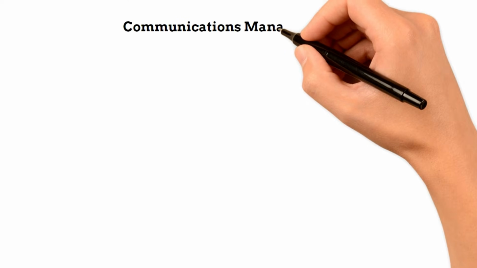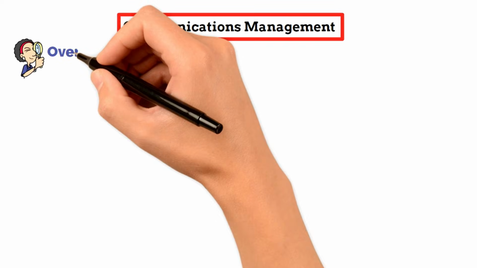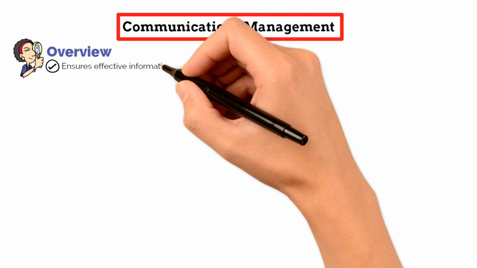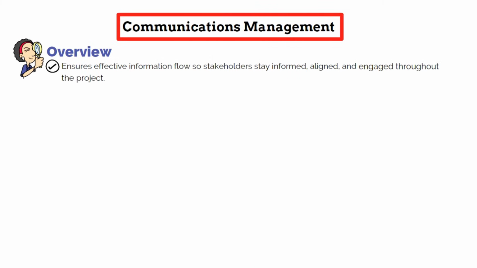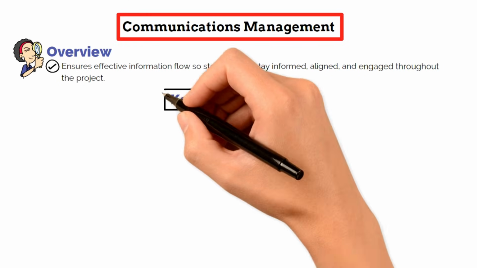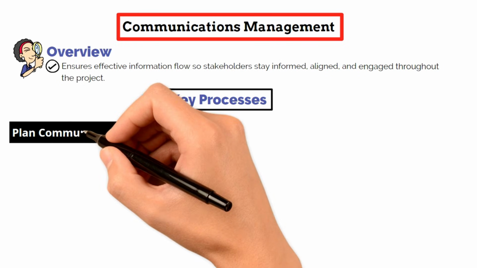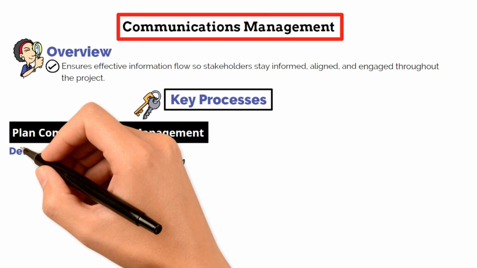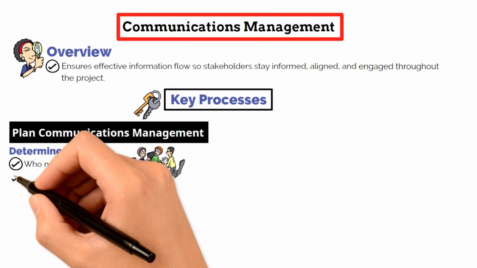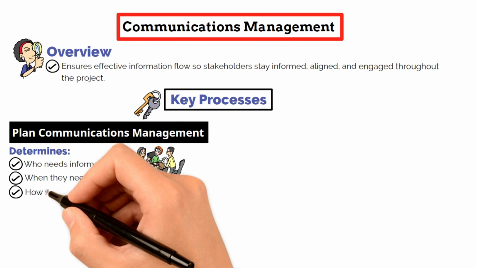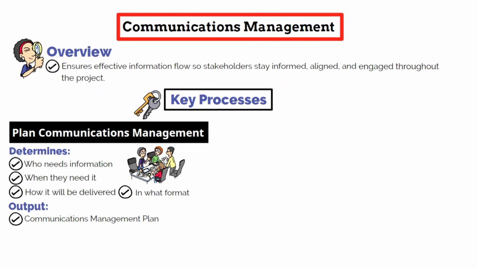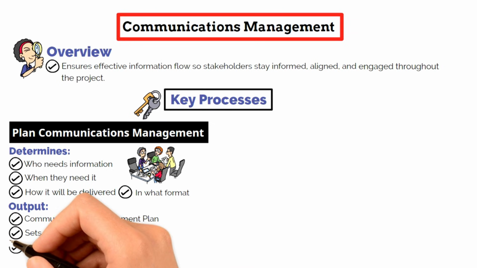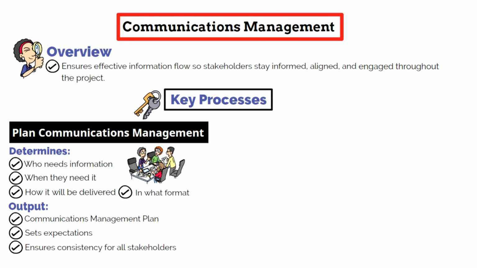The topic we'll cover is Waterfall Communications Management, the processes that ensure information flows effectively so stakeholders remain informed and engaged throughout the project. In predictive projects, communication starts with planned communications management. This process determines who needs what information, when they need it, how it should be delivered, and in what format. The output is the communications management plan, which sets expectations for all stakeholders and ensures consistency.